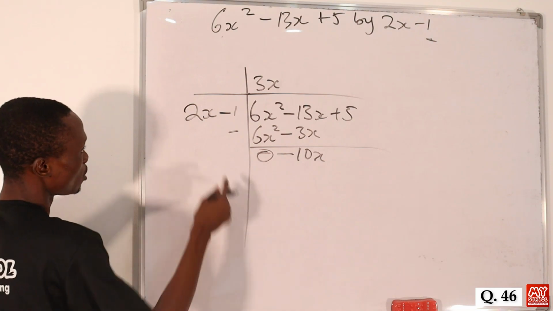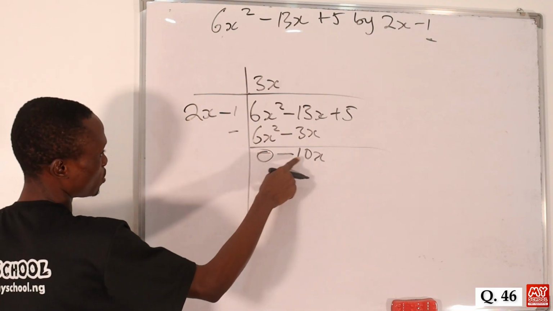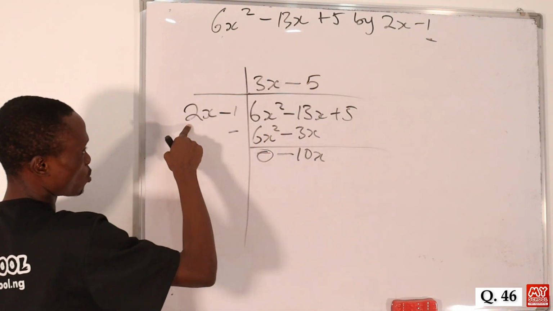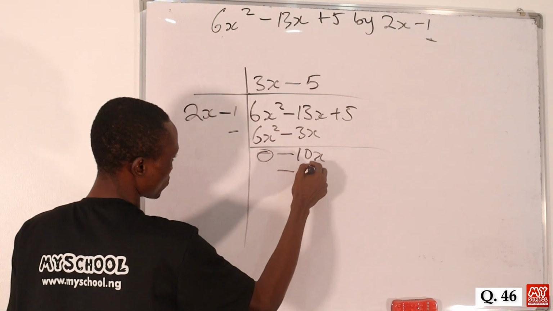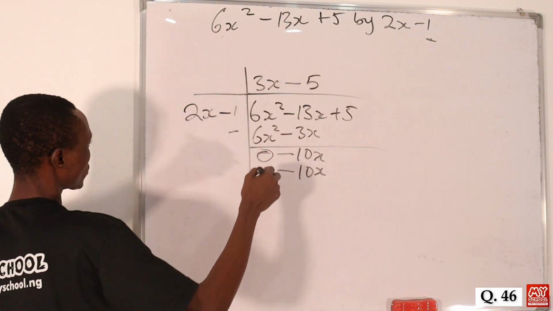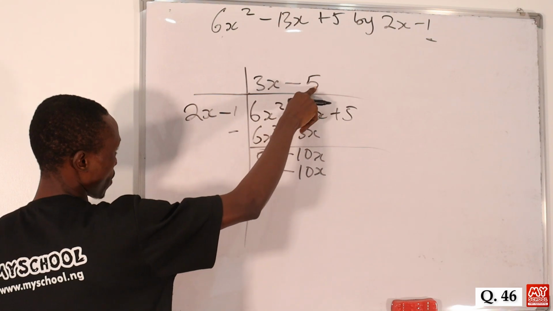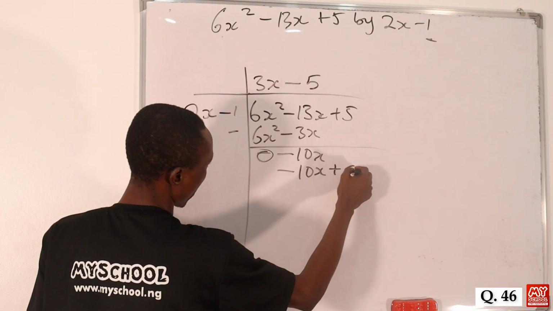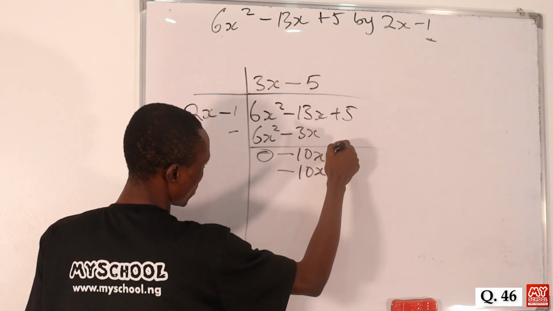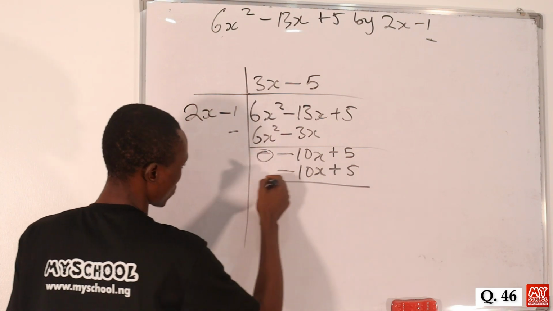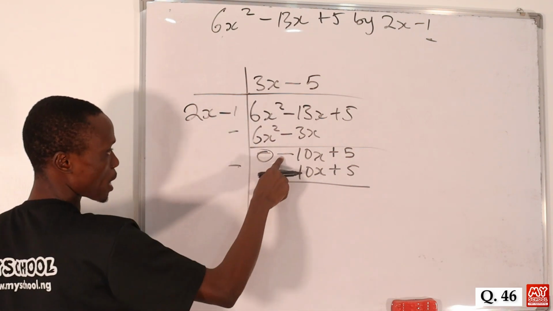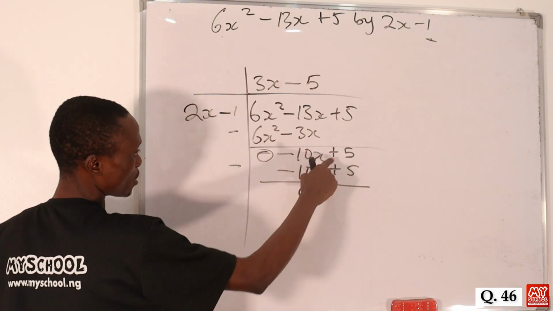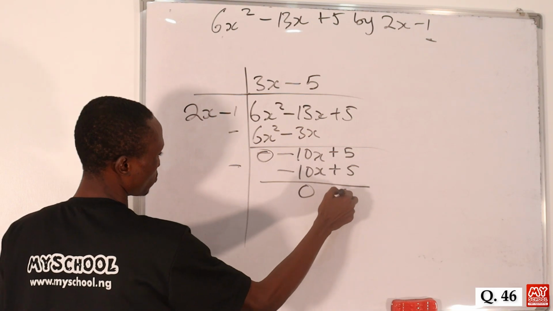So we divide again. We use this 2x again to divide the minus 10x, and that will give us minus 5. We use this minus 5 to multiply 2x, and that will give us minus 10x. Then we use this minus 5 to multiply minus 1, and that will give us plus 5. Of course we bring this plus 5 down. So we subtract again. Minus 10x minus minus 10x will be 0. Then plus 5 minus plus 5 will give us 0.